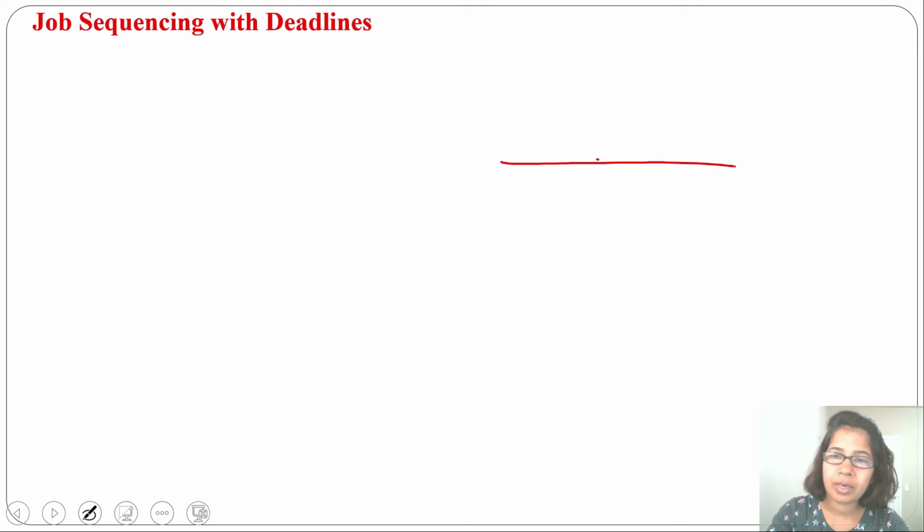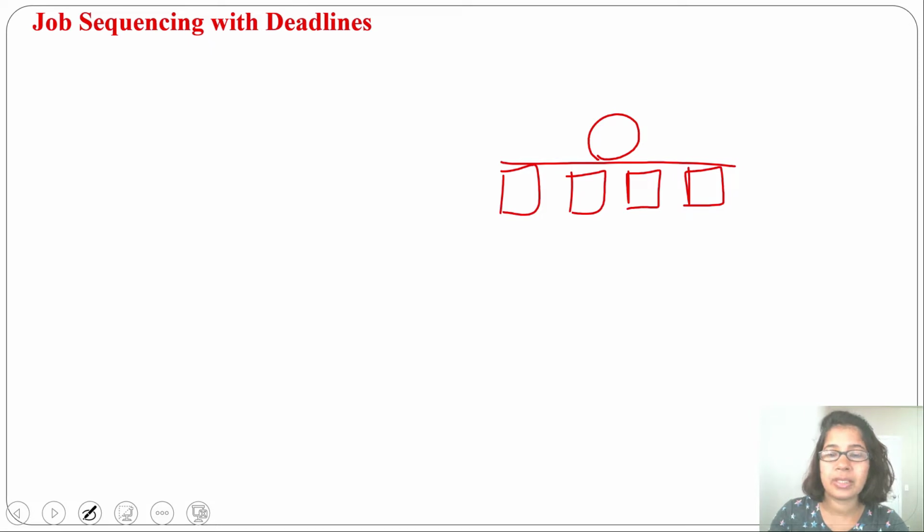There is just one counter and one person is sitting there, and four customers come, and the four customers have all different jobs. For every work there is some associated commission, or you can say some profit, and for every job there is a deadline. Like for the first job the deadline is 2, for the second job the deadline is 1, for the third job the deadline is 3, for the fourth job the deadline is 1, and with every job some profit is associated.